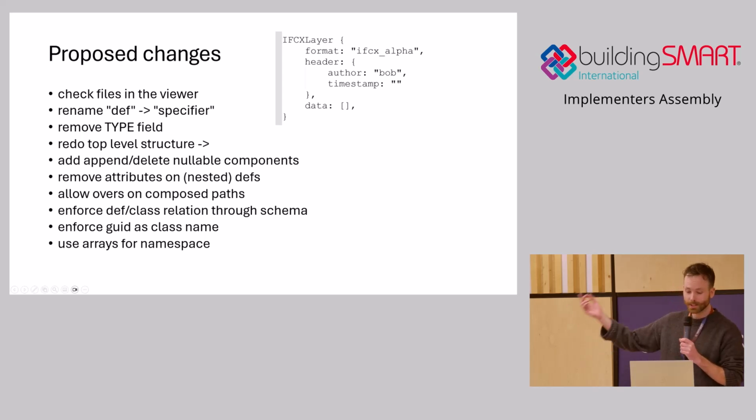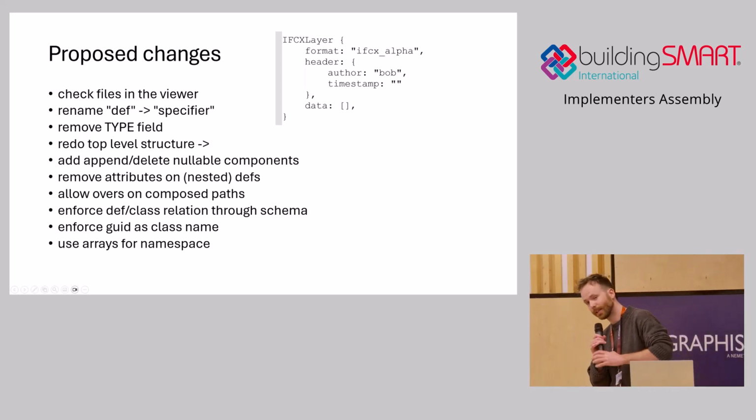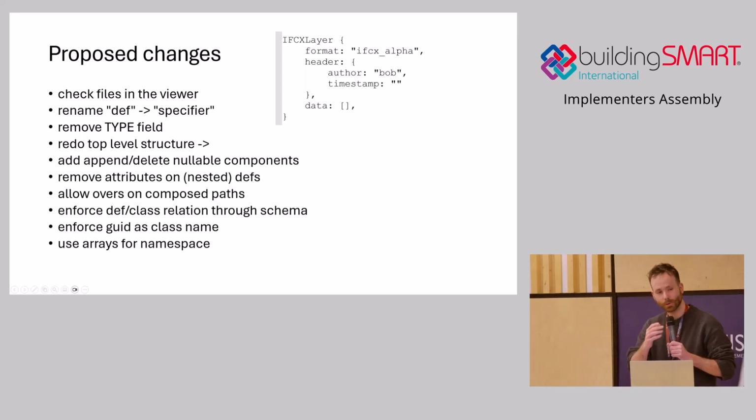Proposed changes. So we want to check these files in the viewer. If you mess up something in your IFC5 file, it's nice you get an error, right? We want to rename dev to specifier. It's a better name. We want to remove the type field on the devs and the classes. The reason for that is that when we do shared authoring, it's hard to... Oh, sorry, did I miss a question?